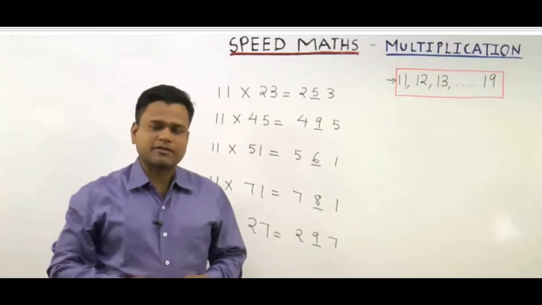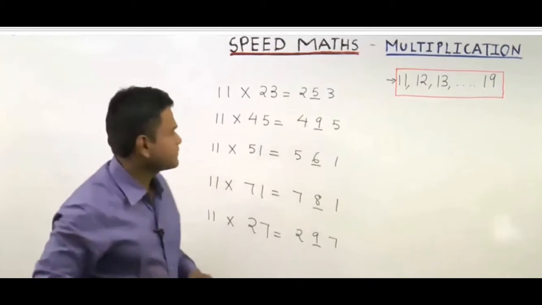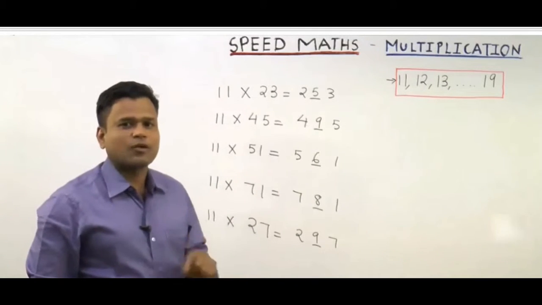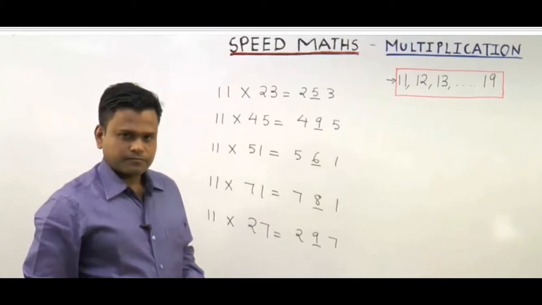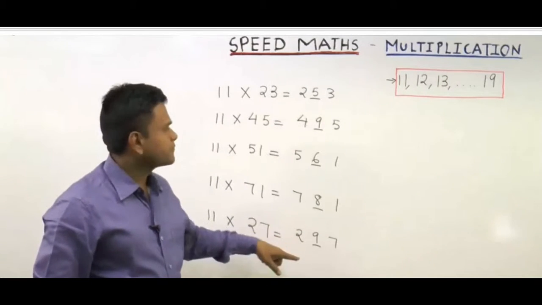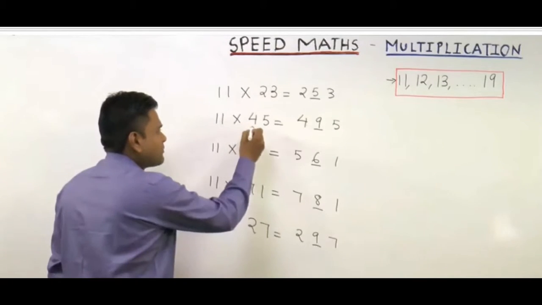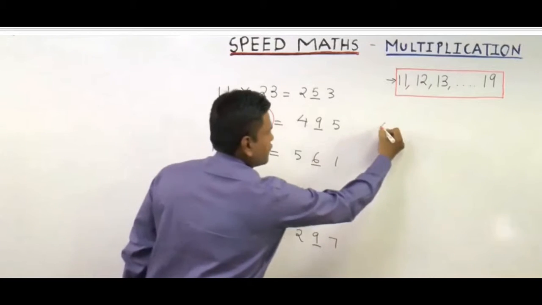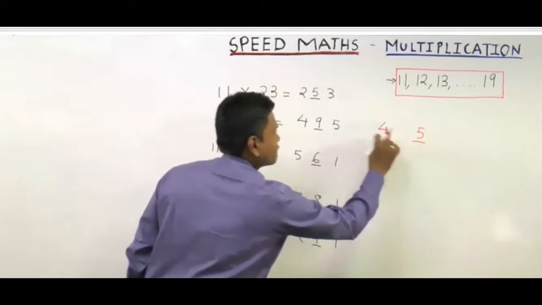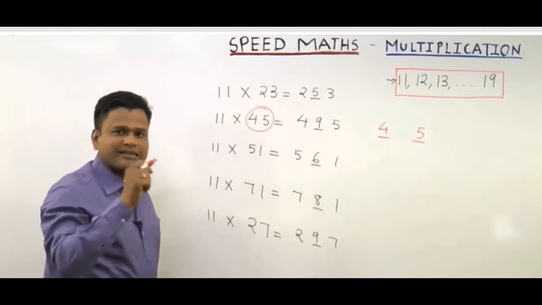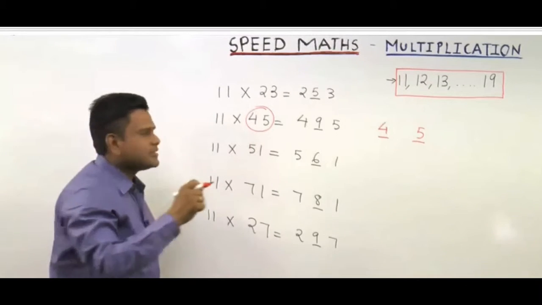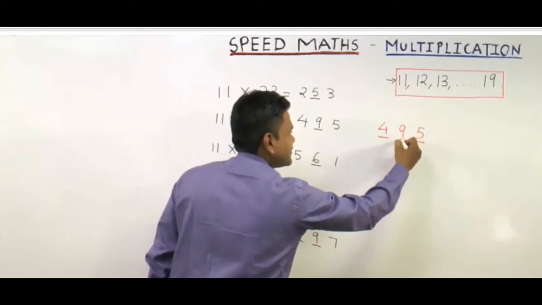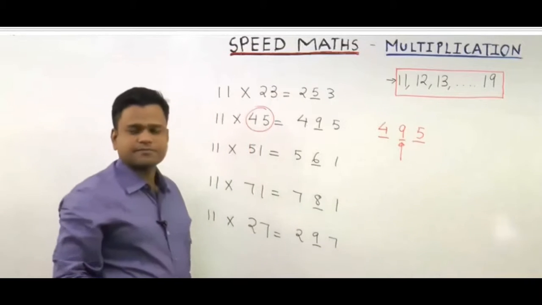Do we observe any pattern here? We'll see that in all these cases, first of all, we are multiplying the number with 11. Point number 1. Point number 2. In the answer, if I am multiplying this number, let's say 45 with 11, this 4 has been written here, this 5 is written here. The middle number is the sum of these two digits, the sum of 4 and 5, which is 9. Keep it here. That's the answer.